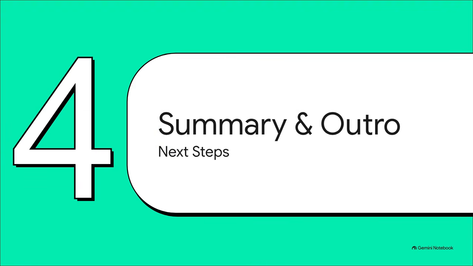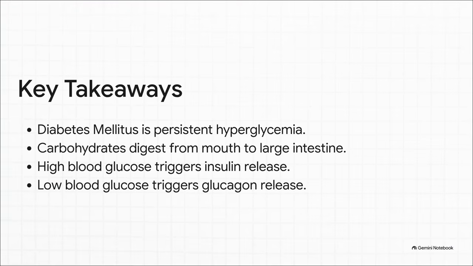Which brings us to our final section, the summary and outro. We really need to lock this foundational physiological knowledge in place before we move on to our future lessons on these specific coding guidelines. To summarize our macro to micro journey today, we established right away that diabetes mellitus is defined by persistent hyperglycemia. We then traced how carbohydrates are broken down from the mouth all the way down to the large intestine to supply that glucose.